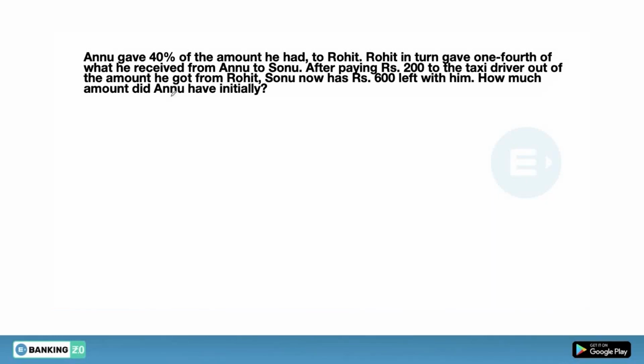Let us consider that Anu initially was having X rupees. Fine. So let's take Anu as A, and Anu initially had X rupees. Now what are we told? We are told that Anu gave 40% of the amount to Rohit. This means that Rohit had how much amount? Rohit had 40% of X, and 40% means 40 by 100 of X. This means he had 0.4 X rupees.